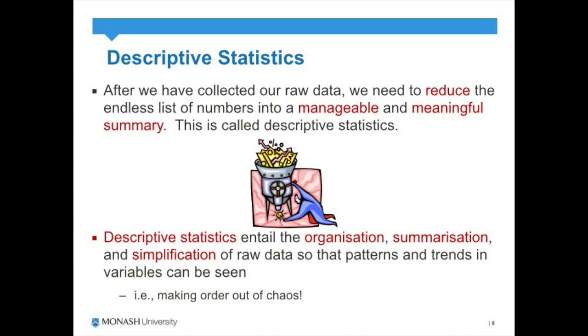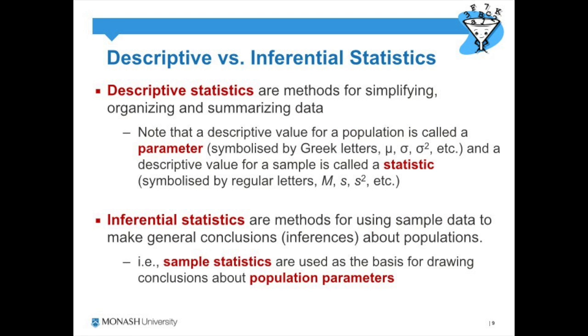So they allow us to organize, summarize, and simplify the raw data in some way. And I really like this one here, making order out of chaos. So that's what you do, so you can, as a human, digest it in some way. If that's descriptive stats, what is inferential stats? The key thing here is that descriptive stats are just looking at the data you have in front of you.